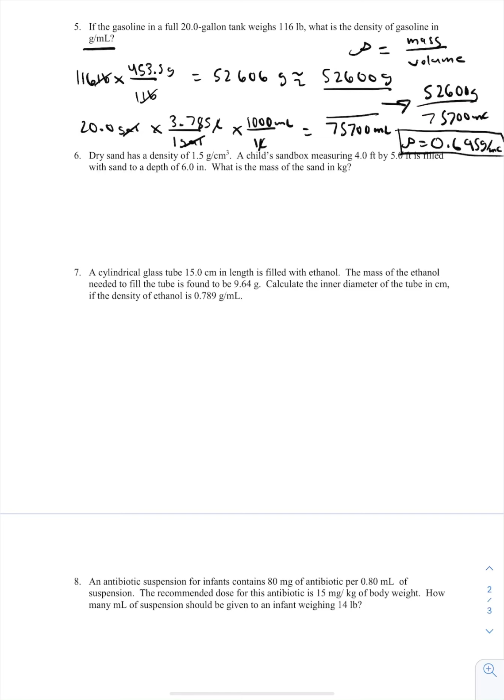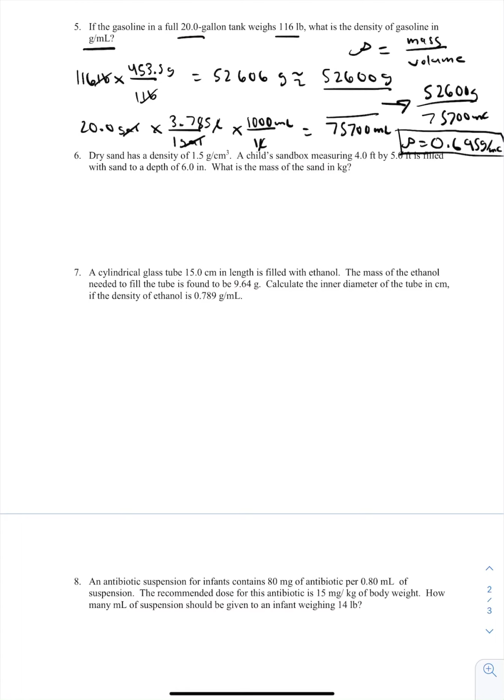So my density is 0.695 grams per milliliter. The reason why I reported 3 sig figs is because I start with 3 sig figs here, and I also start with 3 sig figs here. Since I'm dividing, the amount of sig figs just stays the same at 3. And that's my final answer, okay?